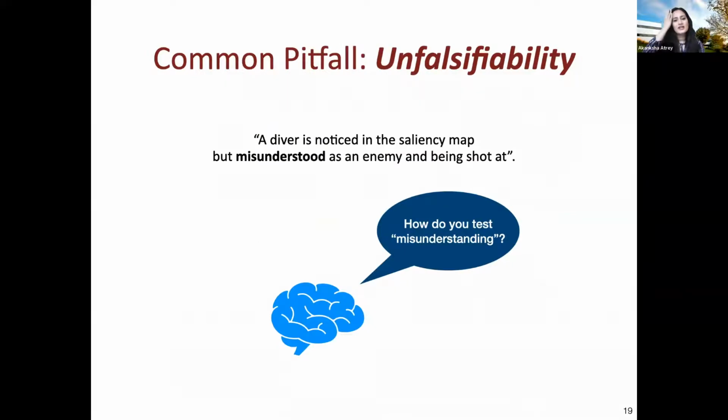Secondly, a lot of these claims were unfalsifiable. The main idea here is that a claim's falsehood should be identifiable from some experiment or observation. Every scientific claim should be falsifiable, essentially. So if we look at this example, a diver is noticed in the saliency map but misunderstood as an enemy and being shot at. How do you actually falsify an abstract concept such as misunderstanding? How do you evaluate that?